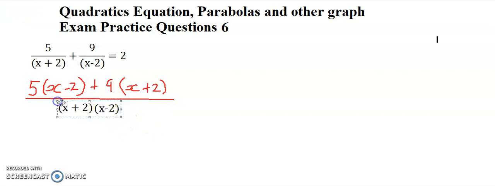Now the next thing I need to do before I do anything else is I also want to get rid of the 2 on the other side of the equal sign. So if I take away 2 from both sides, it cancels out and leaves me with just 0.